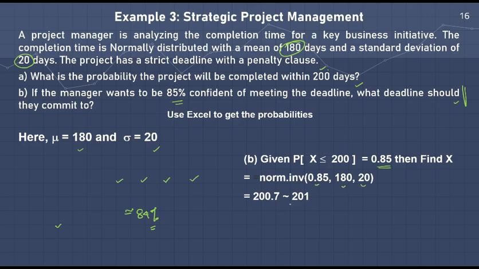So we require NORM.INV of 0.85, with mean 180 and standard deviation 20. You see this comes out to be 201 days. That means with 85% confidence, he can complete the project in 201 days, not in 200 days. 200 days gives him, as we computed earlier, approximately 84% confidence. But if he wants to state that he is 85% confident that he will finish the project in 200 days, that will be an understatement. He requires 1 day more probabilistically. That is the use of computing the percentile given the deadline.